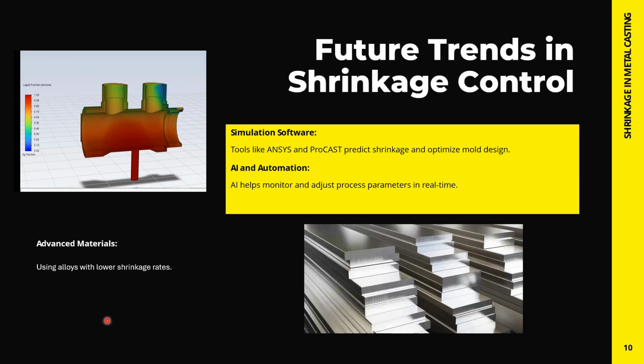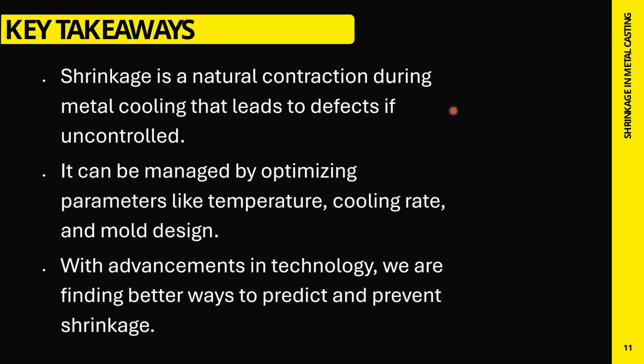We've come to the end of this lecture. These are the key takeaways. Let's wrap up. Shrinkage is a natural contraction during metal cooling that leads to defects if uncontrolled. It can be managed by optimizing parameters like temperature, cooling rate, and mold design. With advancements in technology, we are finding better ways to predict and prevent shrinkage. So that's all. Thank you for watching.